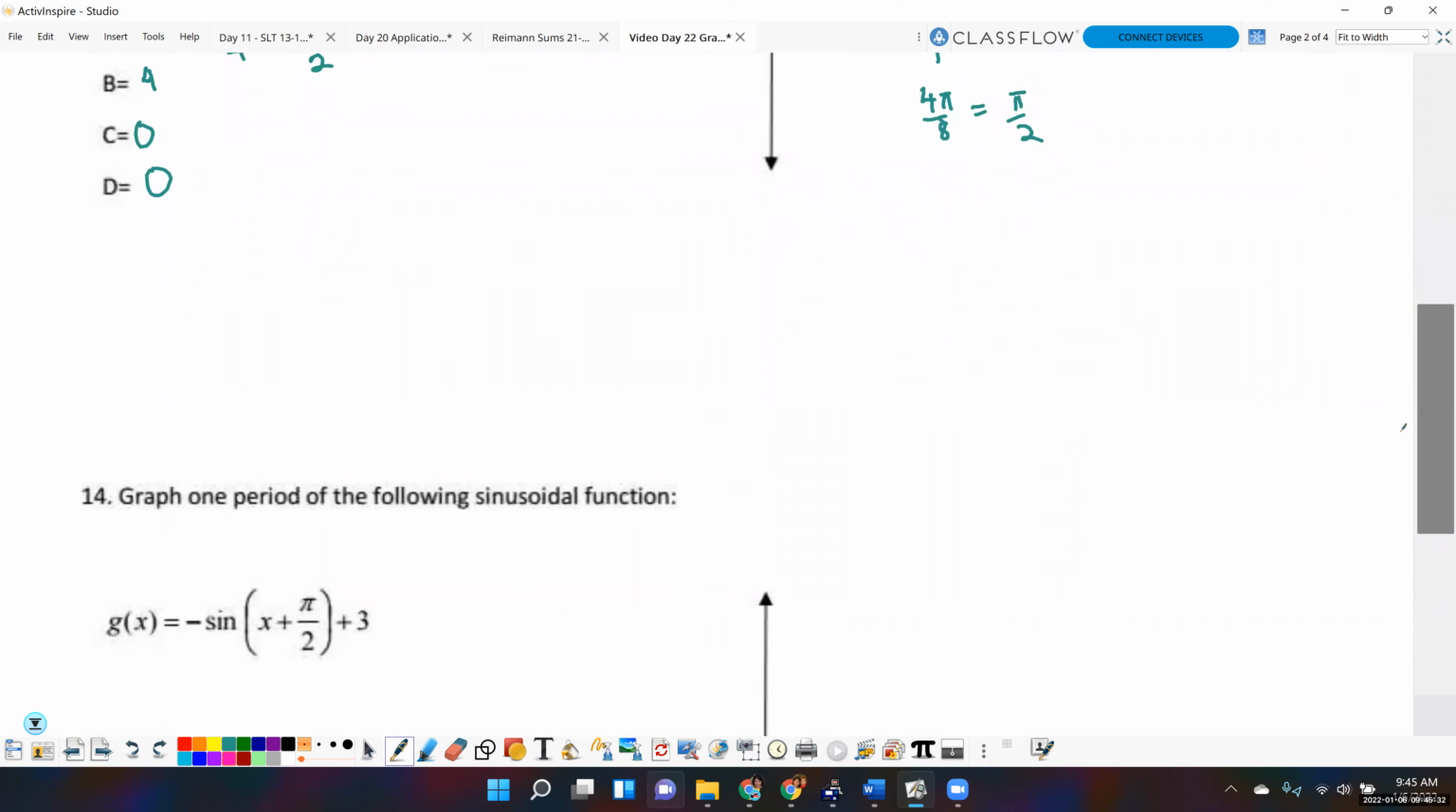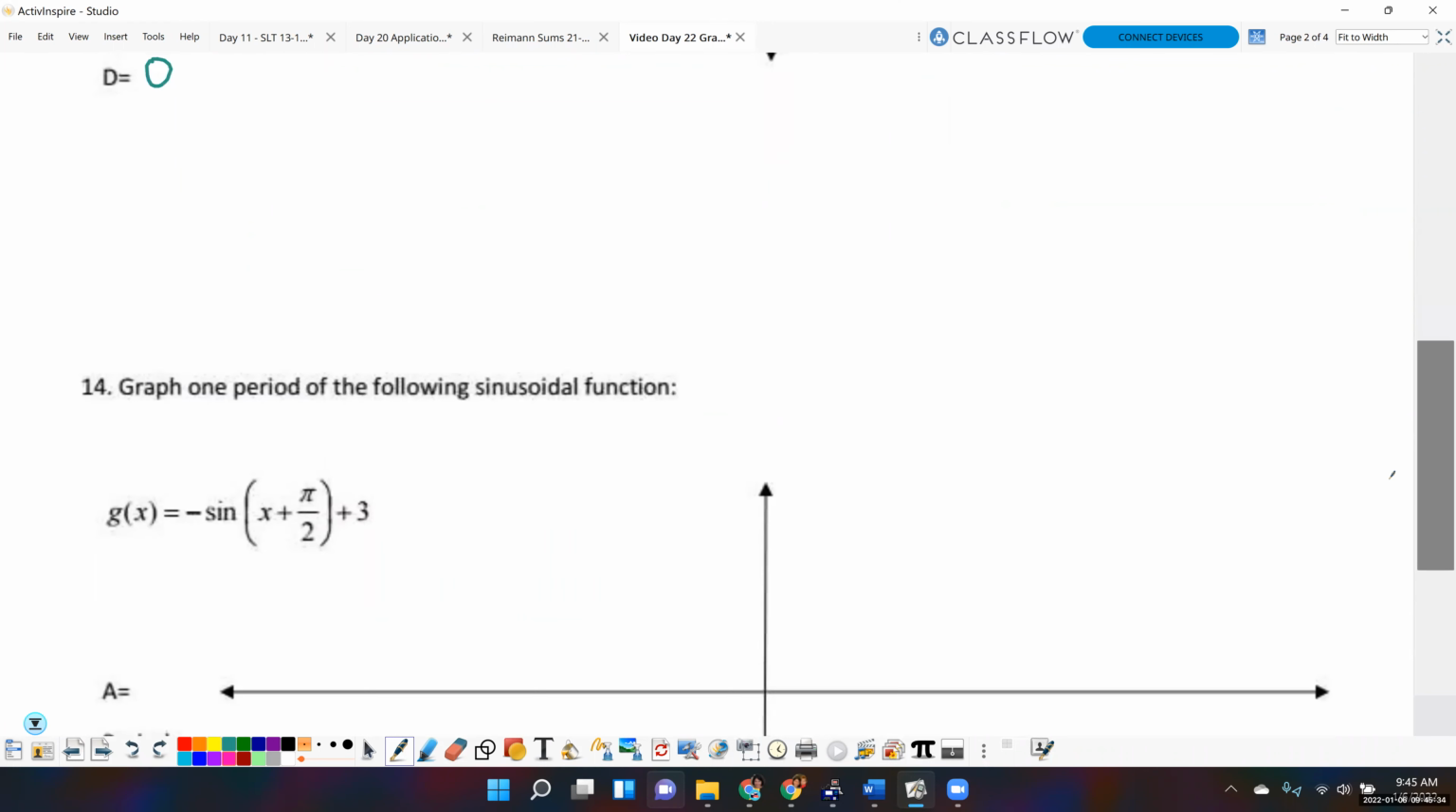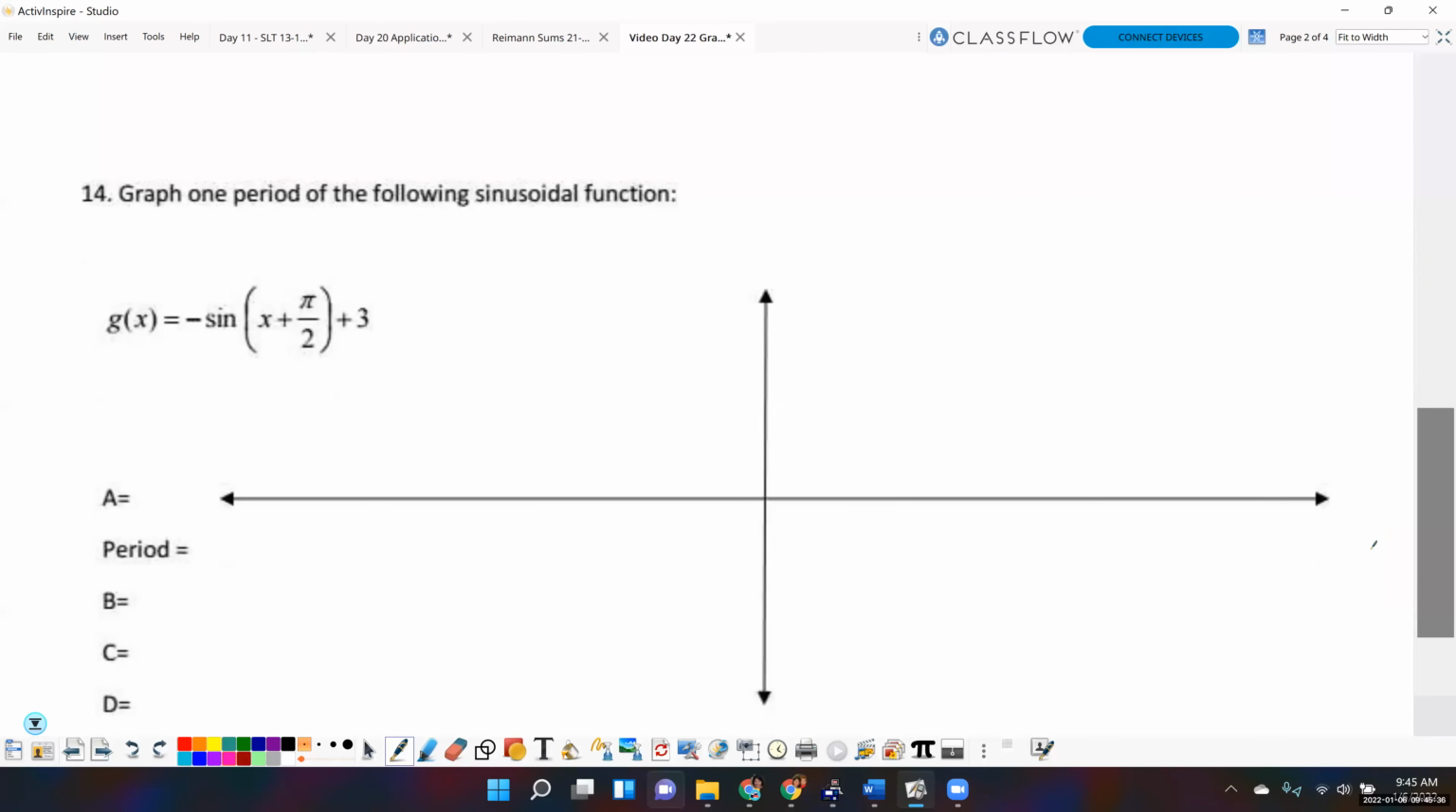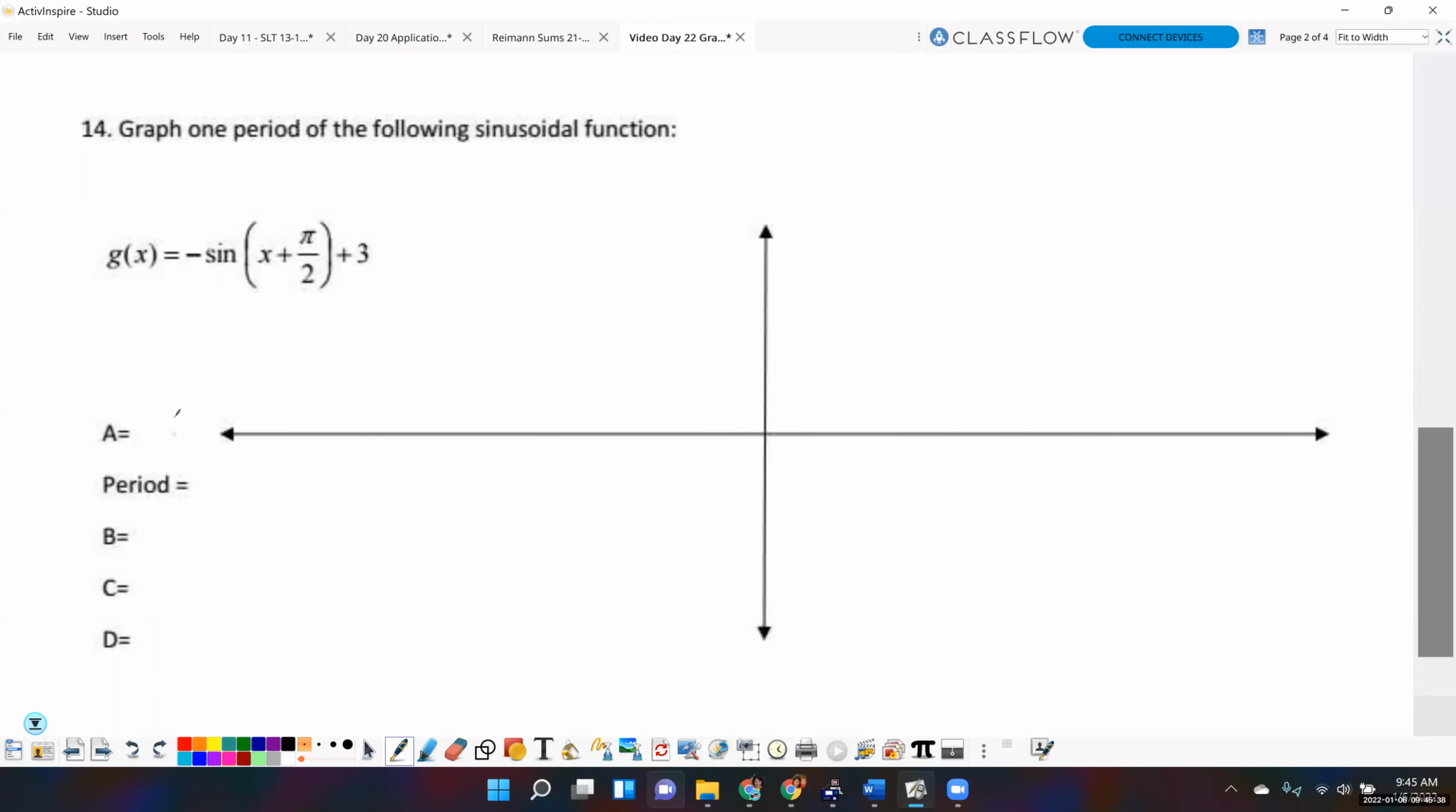For number 14, we have a phase shift, but no period change. So A is still 1. The period is still 2 pi. My B value is 1 because there's still 1 here. That's why the period is still 2 pi. But now C is negative pi over 2. This is plus. Remember, it's X minus C.